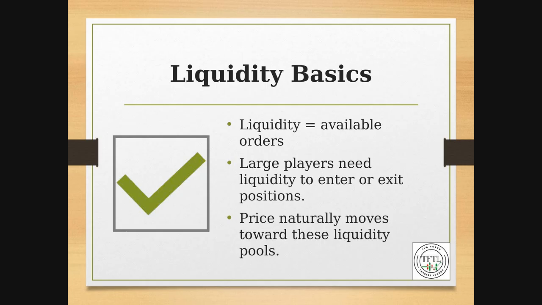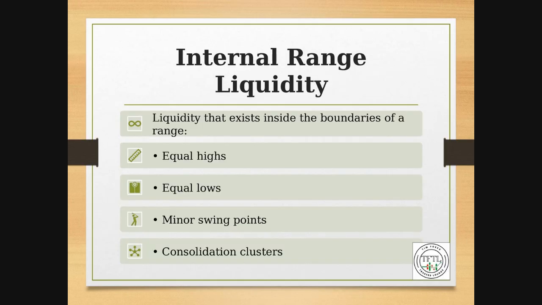The basics of liquidity is that liquidity equals available orders. These orders are where we have stops for the retail traders and entries for the institutions. Therefore, large players need liquidity to enter or exit positions, and price will naturally move towards these liquidity pools. It's good to understand that, and it was very well explained in the previous video. So before you continue watching this video, if you have not watched the previous one that I did on Monday, make sure you do, so that we can move together.